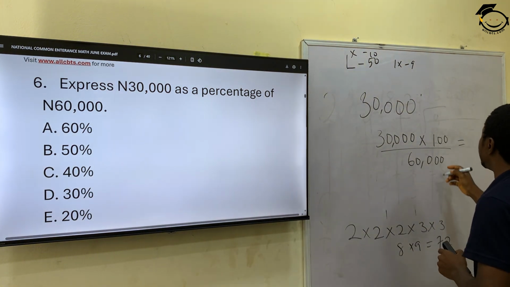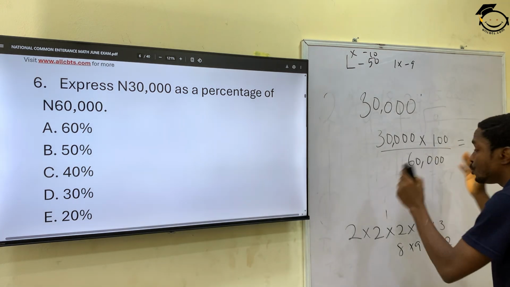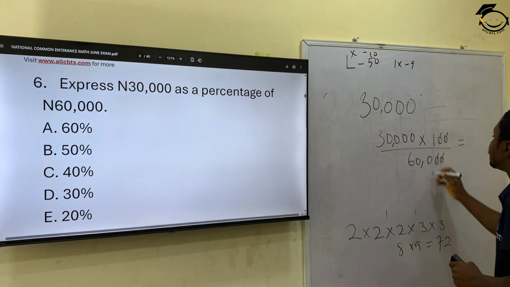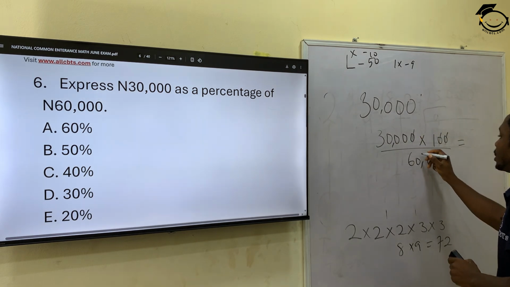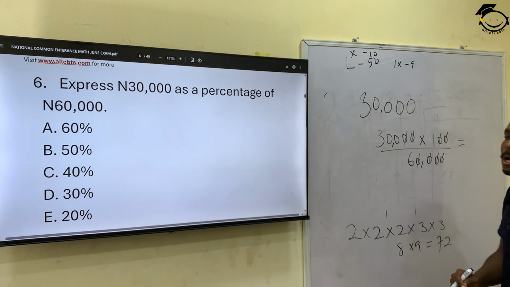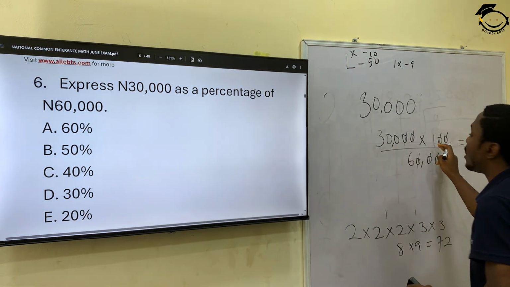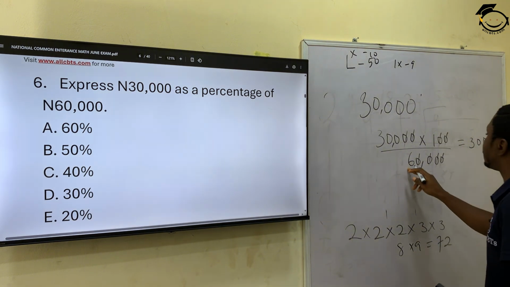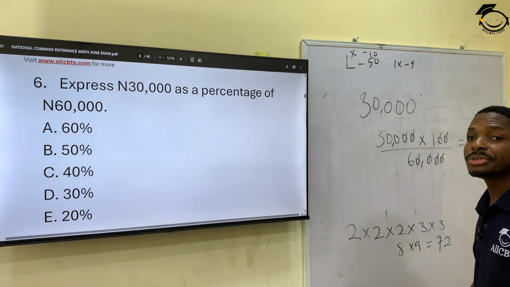Or even from this stage, you can cancel zeros because we have too many zeros here. So 0 will take out 1 0 here. This 0 will take out this 0. And this 0 can take out this one. This 0 can take out this one. So what do you have? 300 and you have 1. So 300 times 1 will be what? 300. 6. You have all other zeros cancelled.